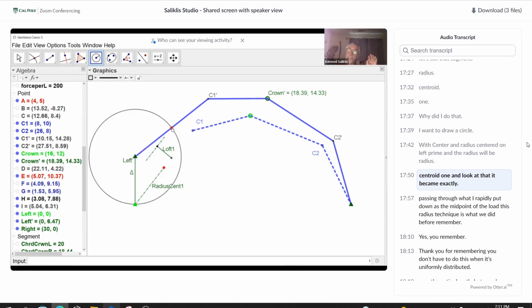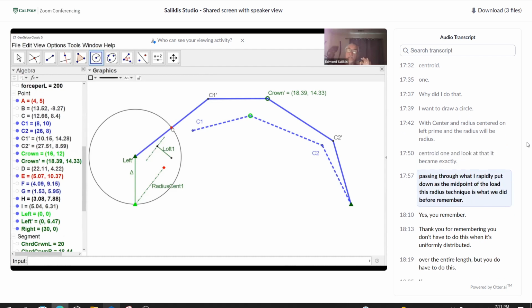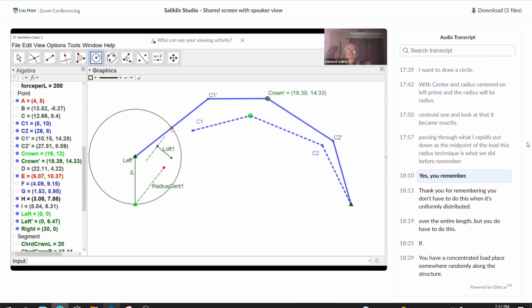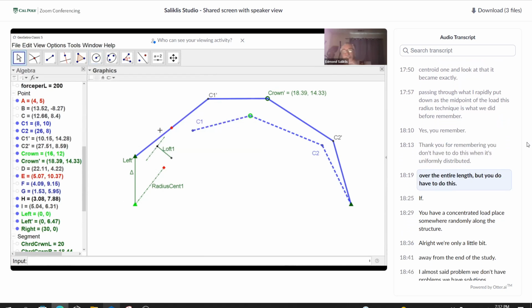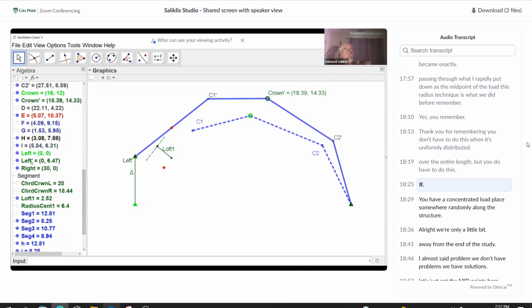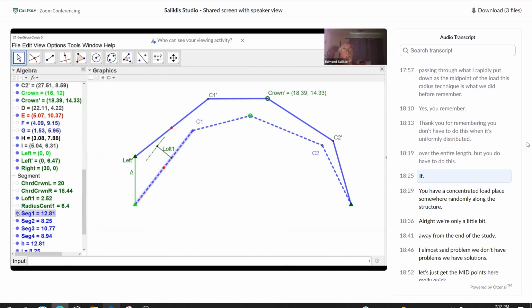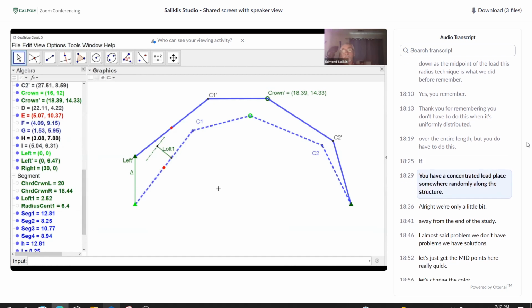It became exactly passing through what I rapidly put down as the midpoint of the load. This radius technique is what we did before, remember? Yes, you remember. Thank you for remembering. You don't have to do this when it's uniformly distributed over the entire length, but you do have to do this if you have a concentrated load placed somewhere randomly along the structure.